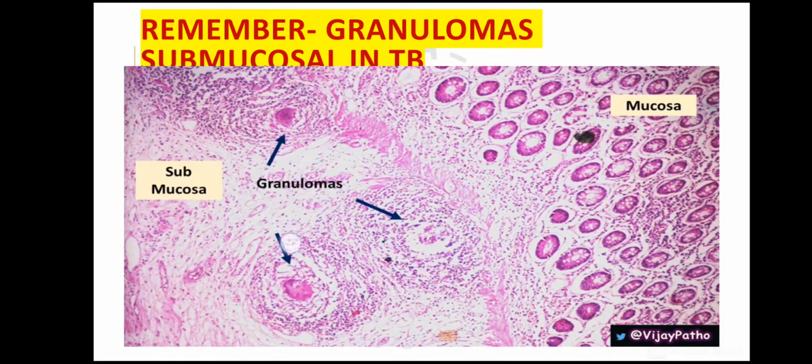So this is a picture showing these mucosal glands. This is the mucosa. Mucosa has three layers. One is the outer lining epithelium, then there is the lamina propria, then there is the muscularis mucosae. After that there is the submucosa. So you can see that granulomas are present in the submucosa. So again you should remember this: in intestinal TB, the granulomas are submucosal. So this is a giant cell, these are lymphocytes, and epithelioid cells, all forming this granuloma.